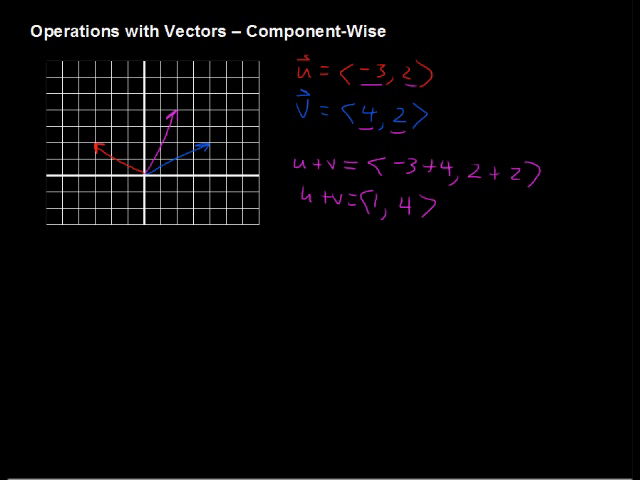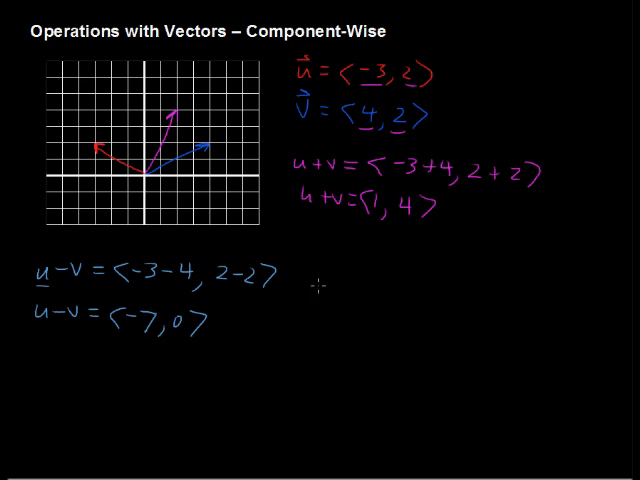What if we wanted to subtract u minus v? Well, it makes sense. You would probably figure out what we would do. We would do the u, -3 minus 4, and then 2 minus 2. We would just subtract those directly in the order that it's given to us, u first and then v. So u minus v would have these -7, 0 components. Okay, let's look at some other ones.